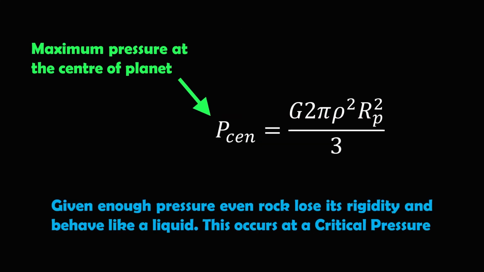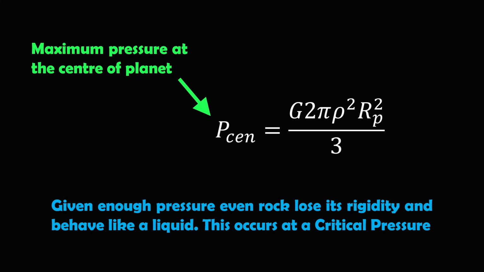So the maximum pressure, then, we already know is going to occur at the center of the planet, and we can write it like this. So what we've got here is the maximum pressure which occurs at the center. Now, the interesting thing that starts to happen here is even rock can behave like a liquid under high enough pressure. It can lose its rigidity and behave more like a fluid. And this occurs at a critical pressure.